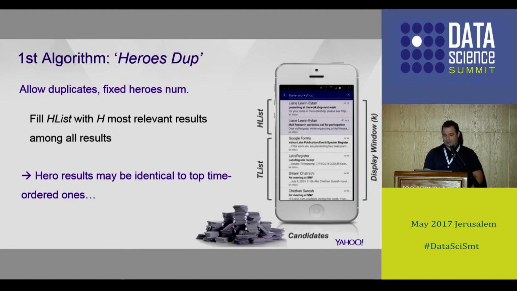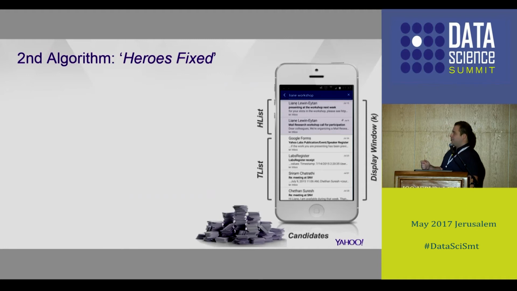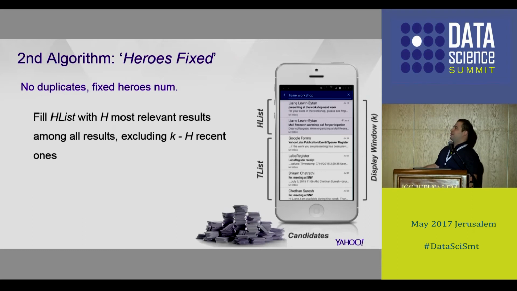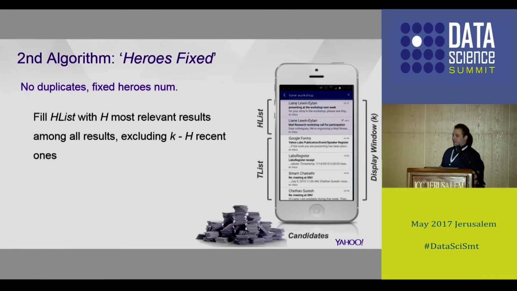To solve that and eliminate duplicates, we propose another algorithm, which we call heroes fixed, is where we say that we know we're going to choose some amount of heroes, H heroes, so we know exactly which messages will stay in the window, which means these 4 messages in this example. So we will choose our most relevant results out of all the rest of the messages. Because these ones are already in the window, we don't want duplicates. We're choosing the most relevant messages out of the rest of the list.